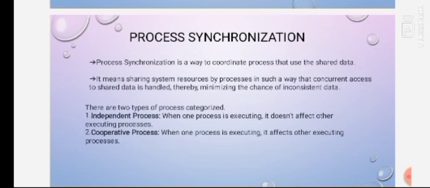There are two types of process categories. One is the independent process, and the other is the cooperative process. In an independent process, when one process is executing, it does not affect other executing processes. Cooperative process means when one process is executing, it affects other executing processes.